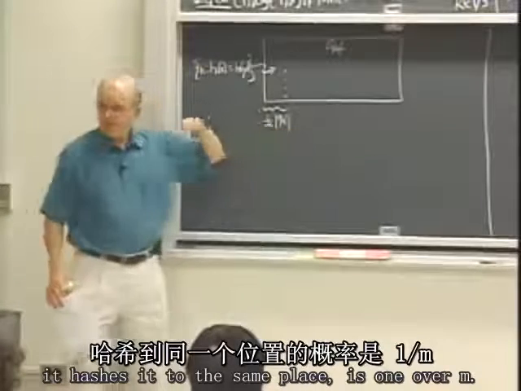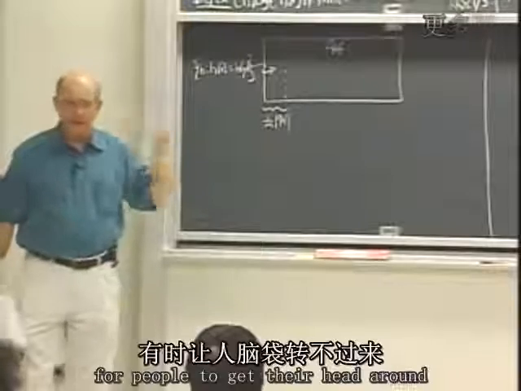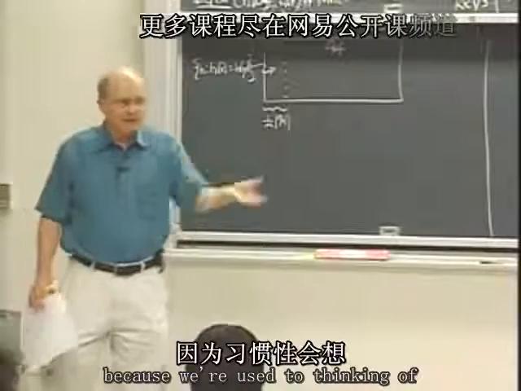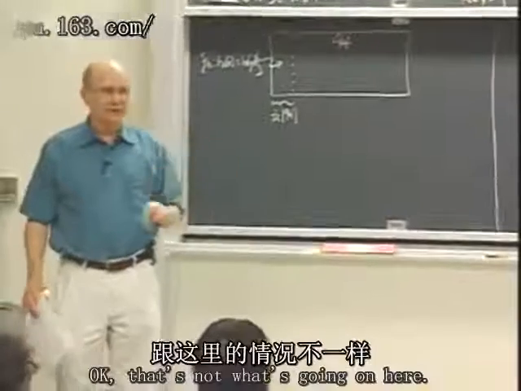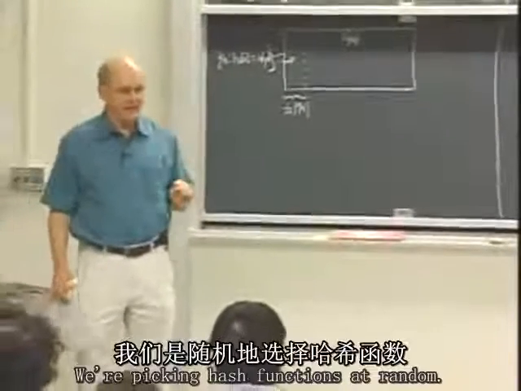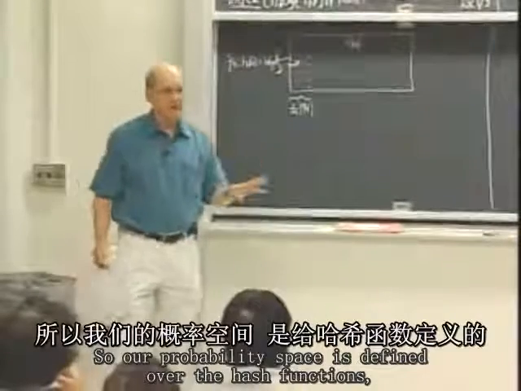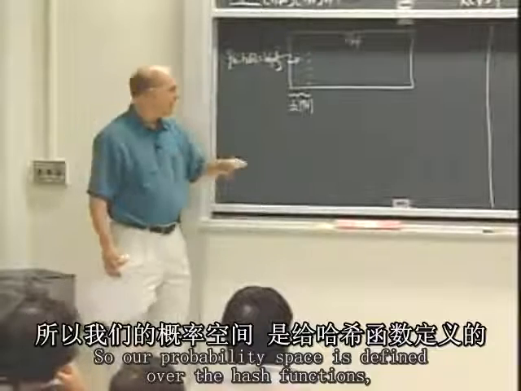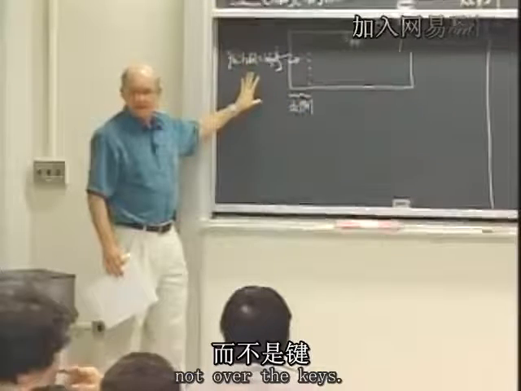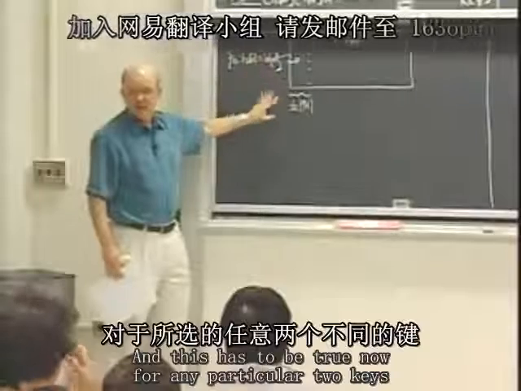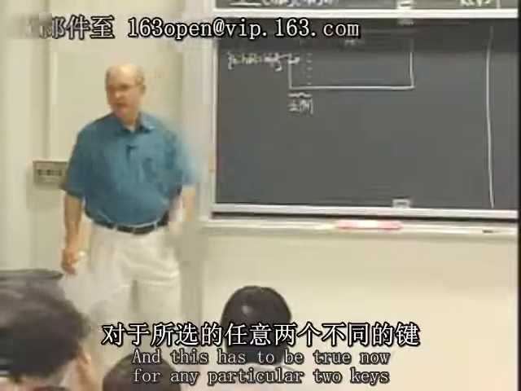Now, this is sometimes a little hard for people to get their head around, because we're used to thinking of picking keys at random. That's not what's going on here. We're picking hash functions at random. So our probability space is defined over the hash functions, not over the keys. And this has to be true for any two distinct keys that I pick.